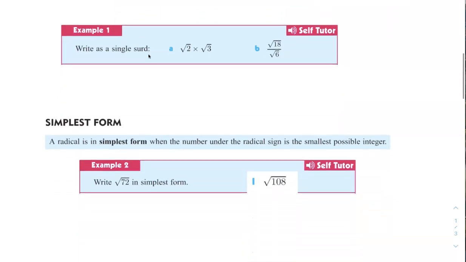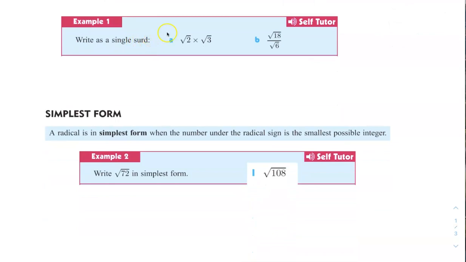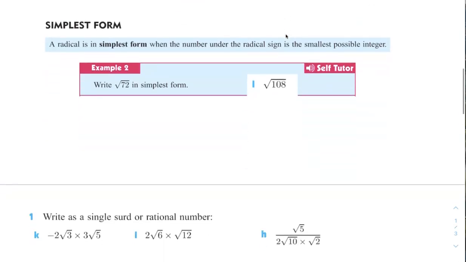Okay, let's simplify some of these. Write it as a single surd, right? So, rad 2 times rad 3. I just did that one. Rad 6. The next one, rad 18 over rad 6, since they're both radicals, you bring them together, and you get rad of 18 over 6, and you can reduce that to rad 3. 18 over 6 is 3. So there we go. Next one, we want to write a radical in simplest form.